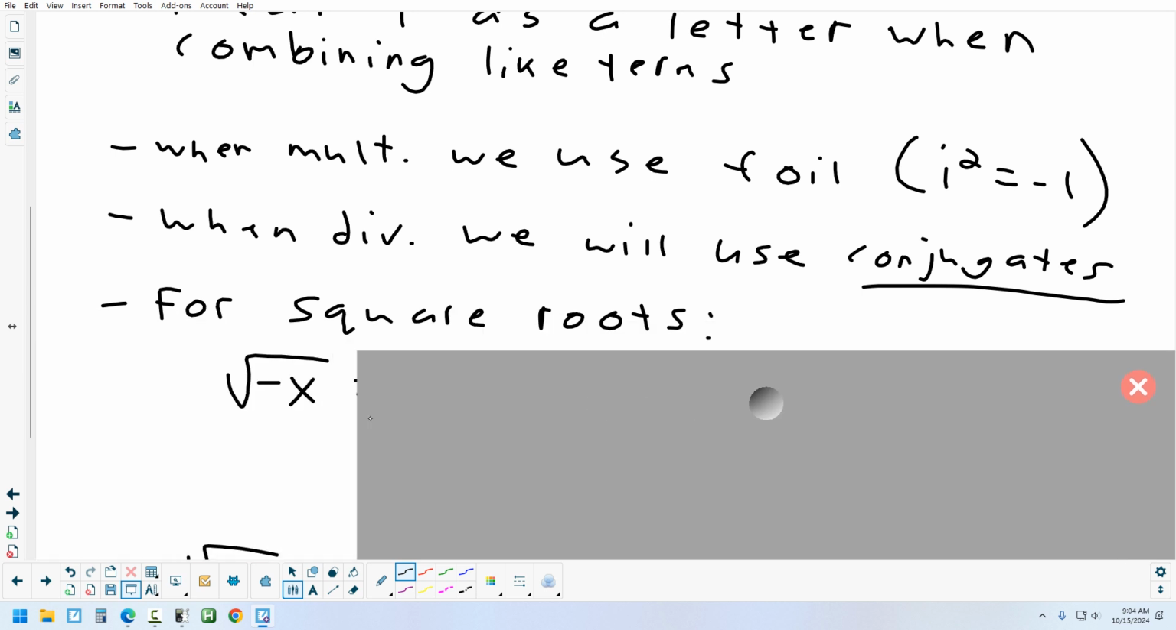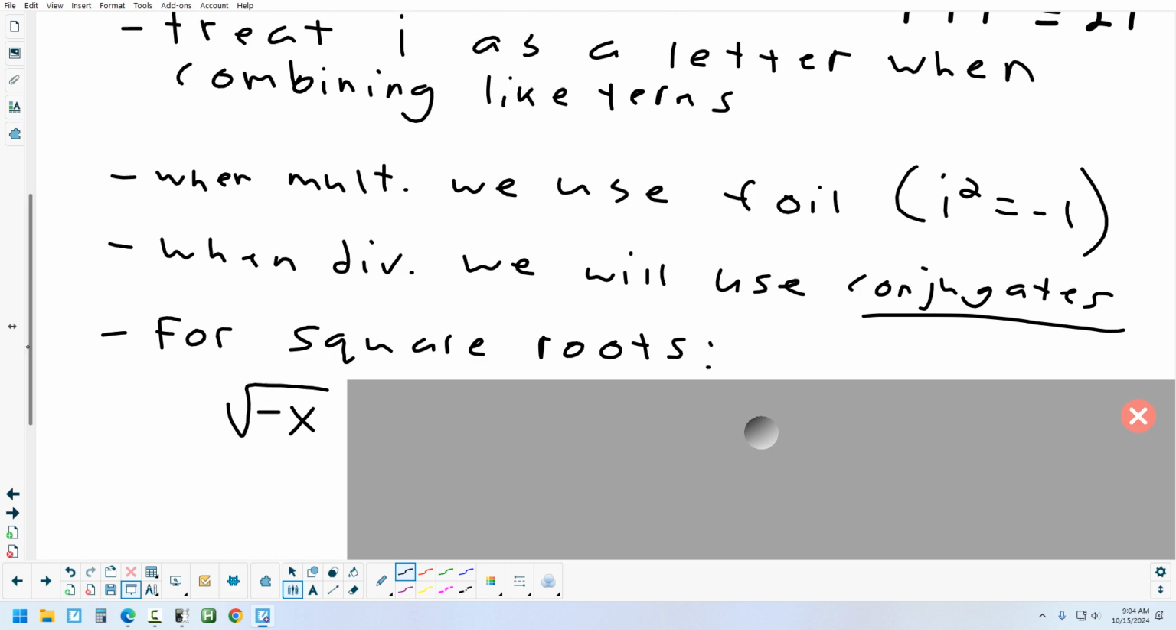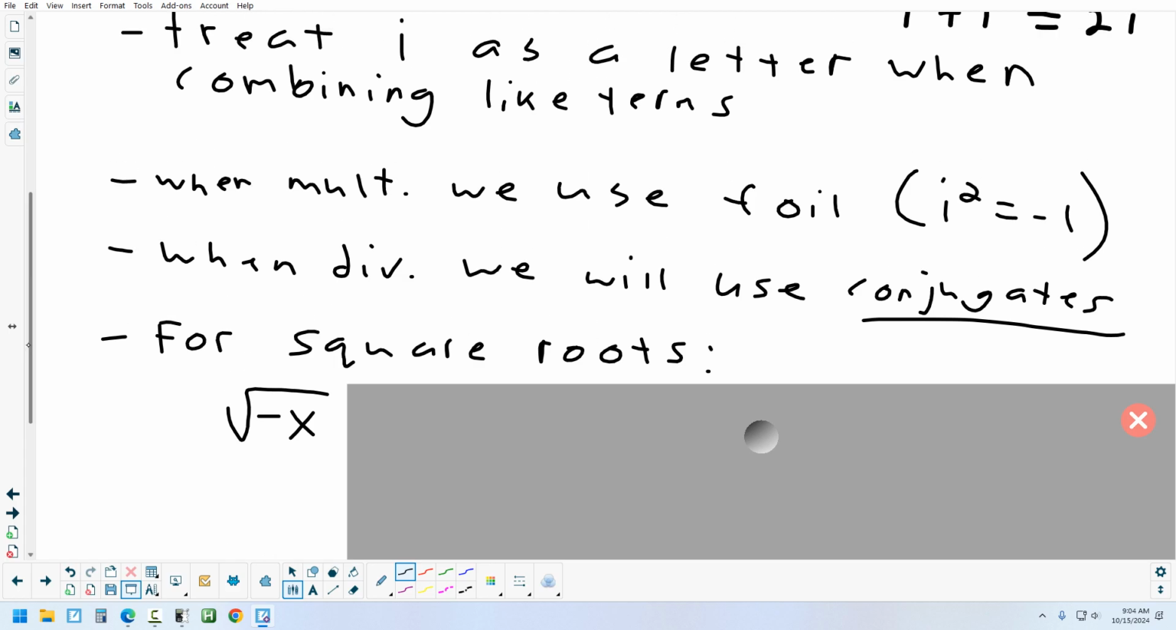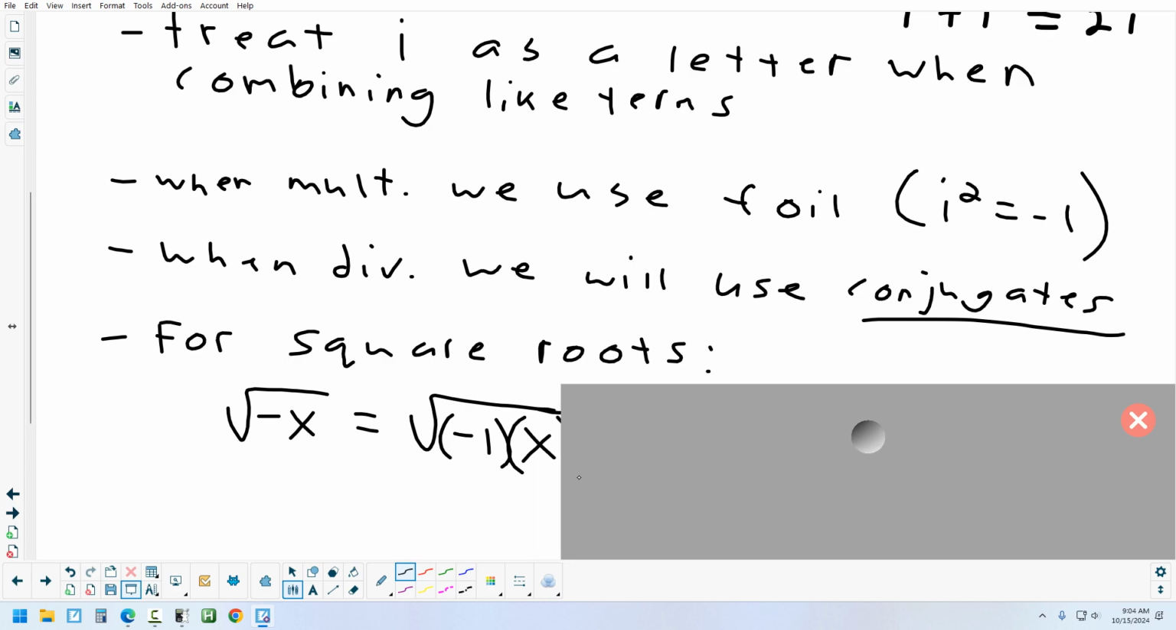And let's take a look at square roots. You're going to see this come up when we do the quadratic formula. What number is in front of x, even though it's not written there? Yeah, 1. Well, in this case, it's -1x. So you can think of it like that.